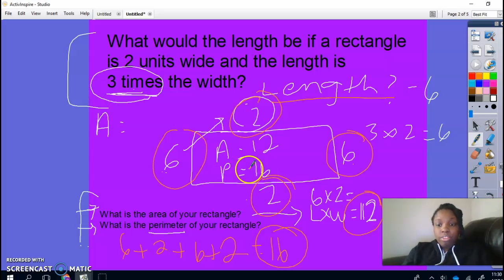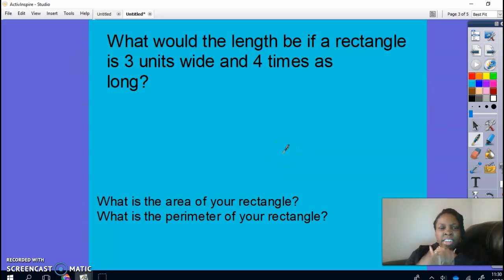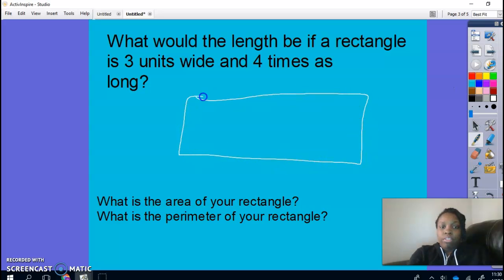And that's how you solve this first problem. All right, so let's look at the next problem. Now, of course, it's different colors. So what would the length be if a rectangle is 3 units wide and 4 times as long? So remember, every time you have these word problems, you need to draw out your rectangle first.